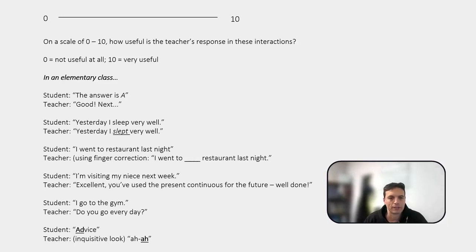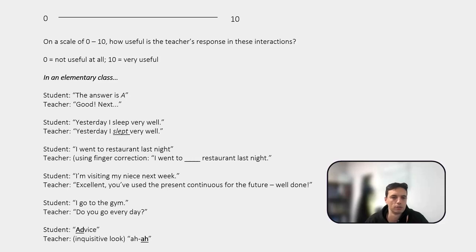Then the next one, the fourth one: "I'm visiting my niece next week." Teacher says, "Excellent, you use the present continuous for future, well done." So this is probably unnecessary use of meta-language. We're not sure if the student understands meta-language or if they've ever come across the terminology for tenses. So not very helpful in that sense.